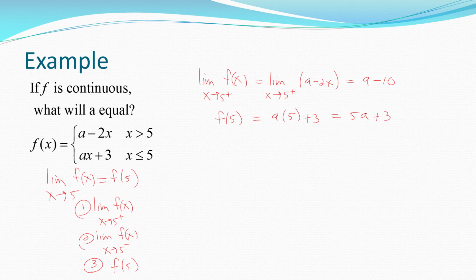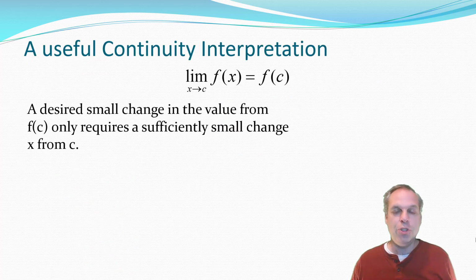Well, if the function is continuous, it's got to be continuous at 5 because that's in the domain. That means these two things must equal each other. So now we know that 5a plus 3 would have to equal a minus 10. That means 4a would then equal negative 13. A must be negative 13/4, and that's the only choice that would work if this function is going to be continuous. So there's a useful continuity interpretation.